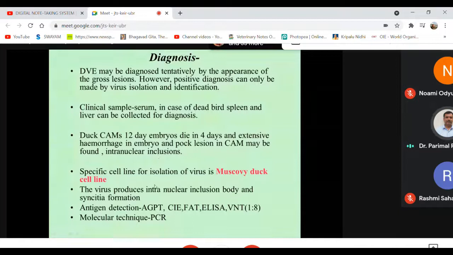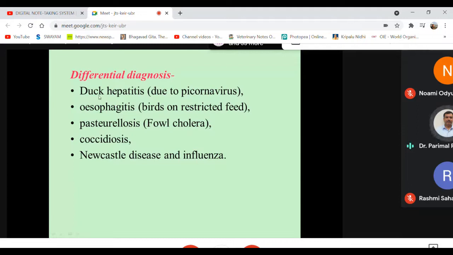Then antigen and antibody detection tests, including the VNT, virus neutralization test, are performed. Any titer of 1:8 and above is considered to be a positive titer. Then the molecular techniques we can use. However, we have to go for differential diagnosis. Duck viral hepatitis infection, this is the picornavirus that we already discussed. Basically it occurs in ducklings, but the clinical manifestation is almost similar to duck plague.